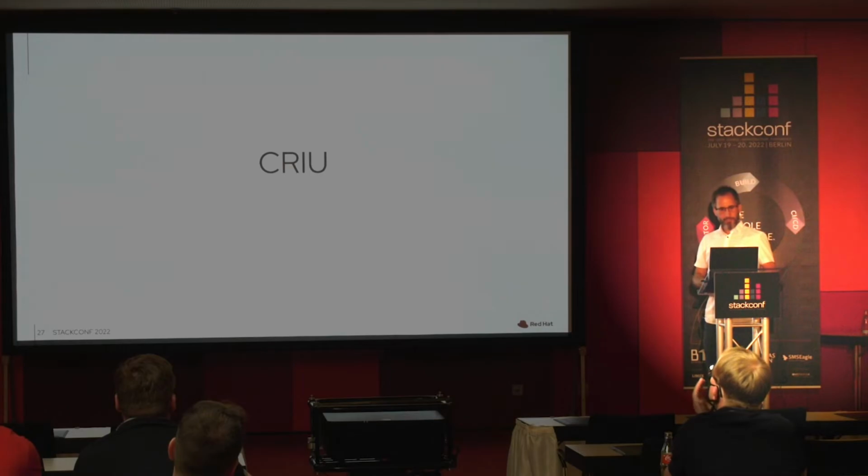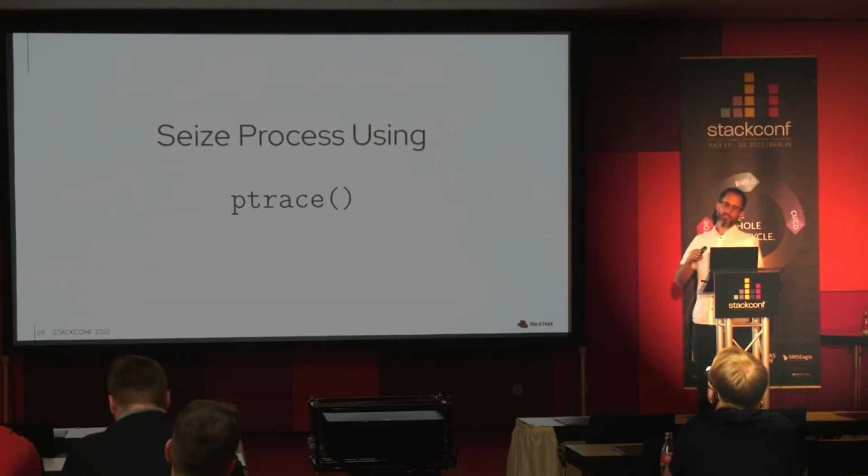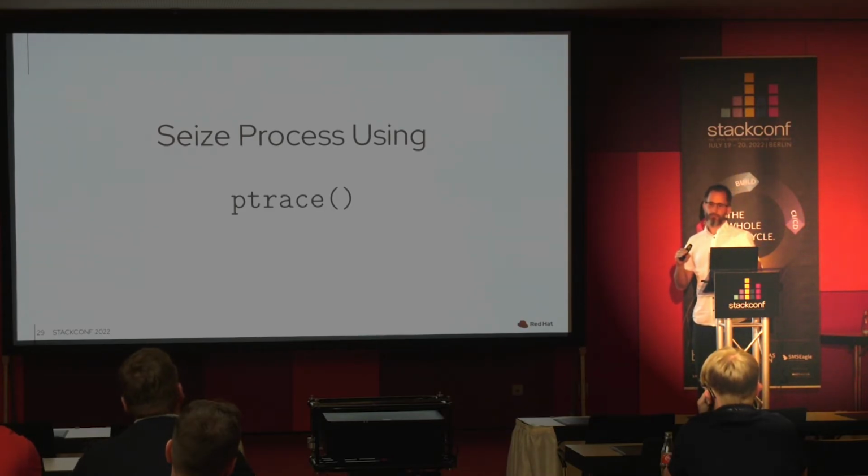And the lowest level here is CRIU. To migrate a process, we basically have 2 steps. We do a checkpoint, then we transfer and restore it. So the first step is checkpointing. What happens during checkpointing? CRIU basically pauses all processes you want to checkpoint.